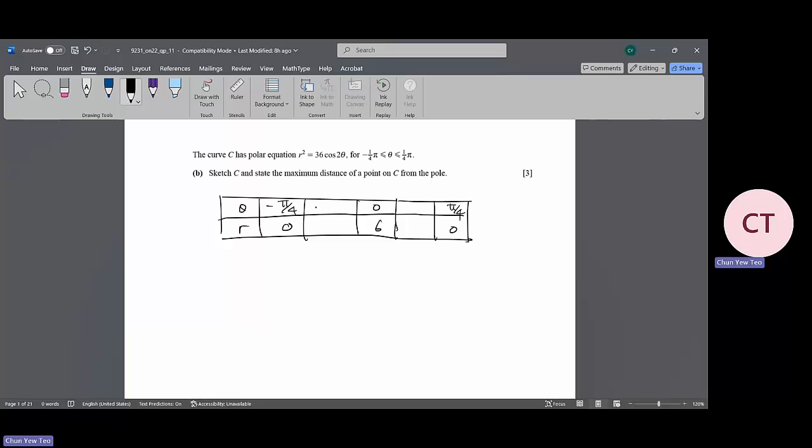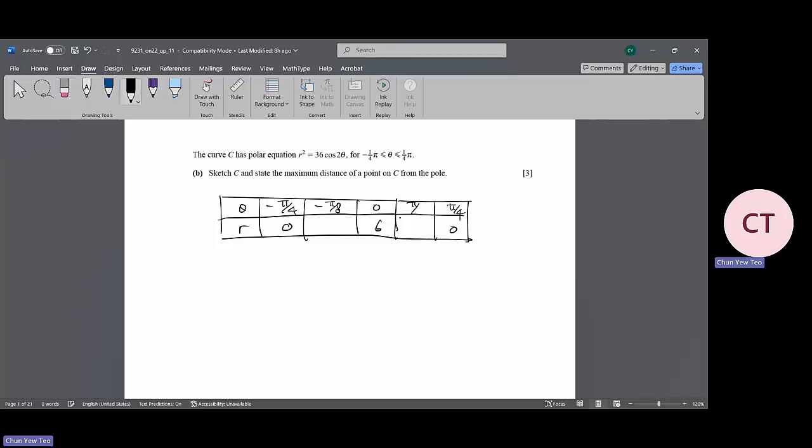Maybe we can choose negative pi over 8 and positive pi over 8. Why do we choose this? Because when we replace pi over 8 inside, you have 2 multiplied by pi over 8, you get pi over 4. It's not up to you. It's not necessary to put pi over 8 and negative pi over 8. You can put negative pi over 6 and pi over 6 if you want, because the question doesn't have any restrictions. So it's up to you.